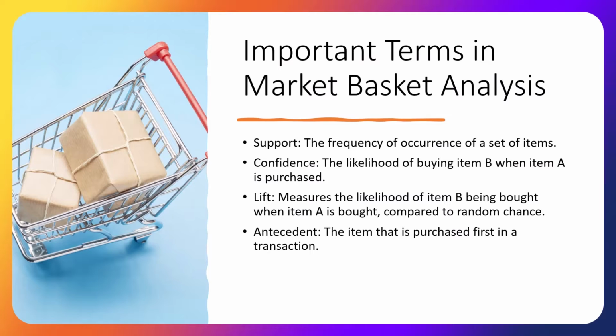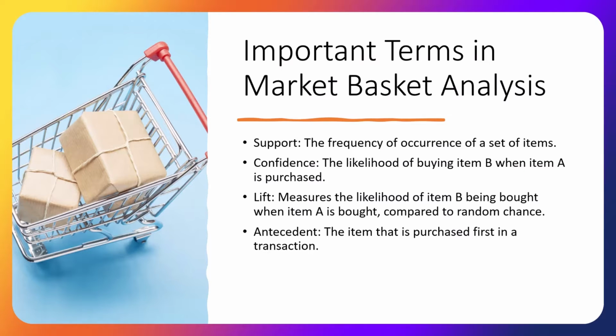Then confidence is the likelihood of buying item B when item A is purchased. So now it is checking what is the likelihood that you are buying a matchbox after you have purchased a candle? And then lift is like the opposite, but there's a statement at the end that makes you understand it better. It compares it to random chance. So it wants to know if you are just buying the matchbox by coincidence, or you are actually buying the matchbox because you bought the candle. That's what lift helps you to understand.